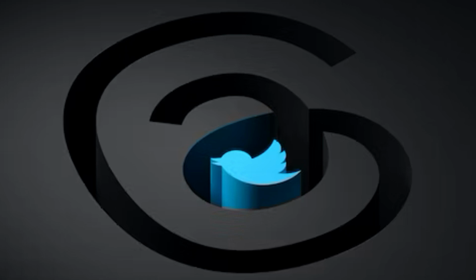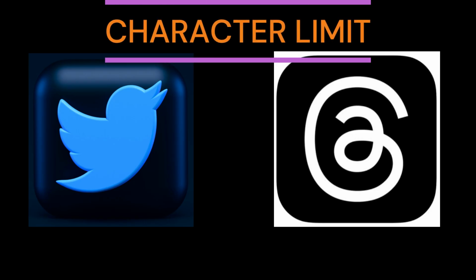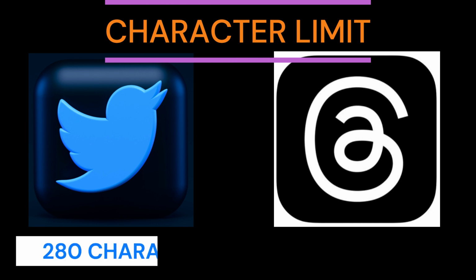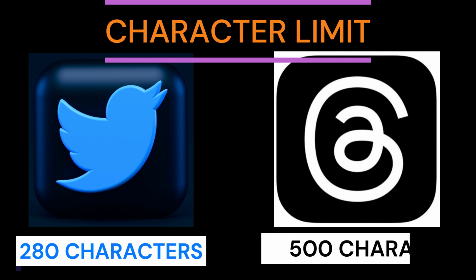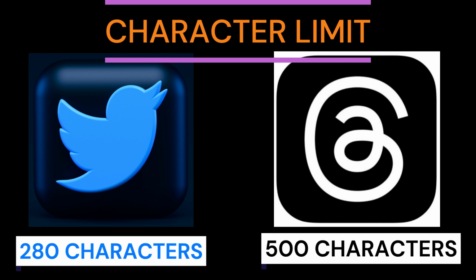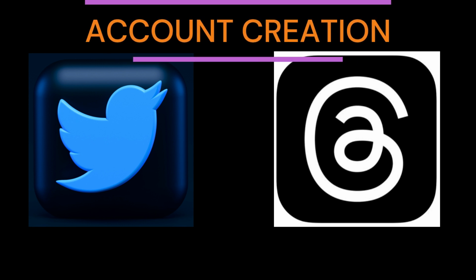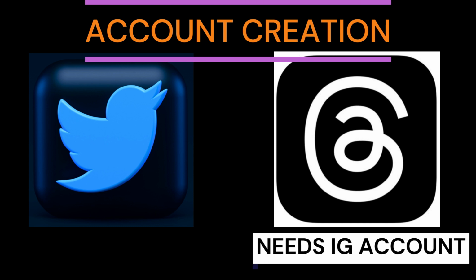Now, we will be discussing the features of the two platforms. So, we are going to go ahead and start with the character limit. Twitter has a limit of 280 characters, beyond which you either have to write another post in the same thread or start a new thread. On the other hand, Threads has a character limit of 500, so you can write more and express better on Threads than Twitter. In terms of account creation, you can't sign up on Threads unless you have an Instagram account.